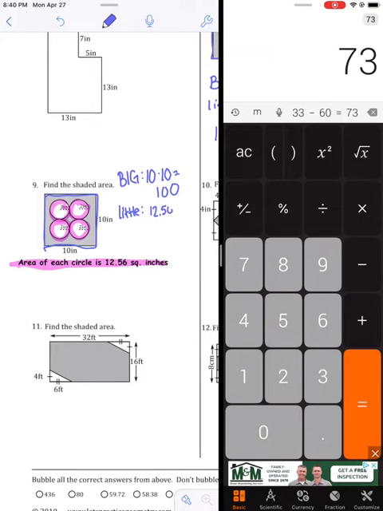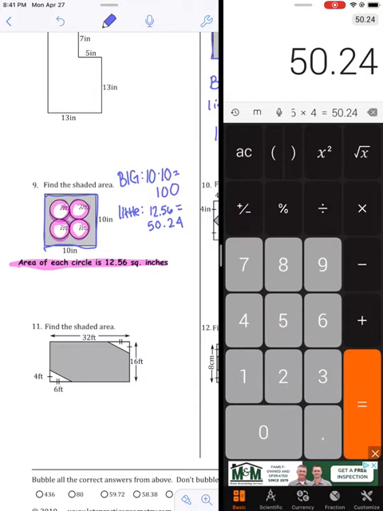Well, I already know the area of each of those little guys. It's 12.56. That's the area of one circle. But I want 4 circles, so all I have to do is multiply it by 4. This will give me 4 circles.